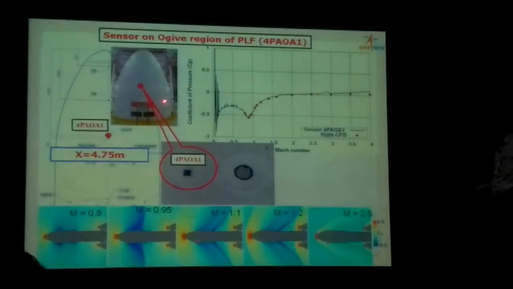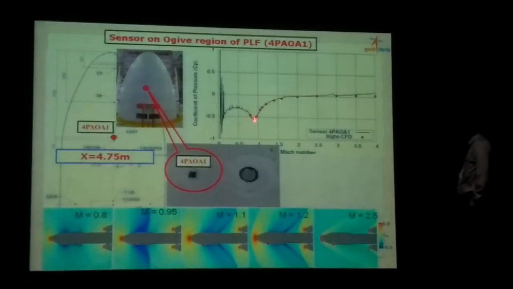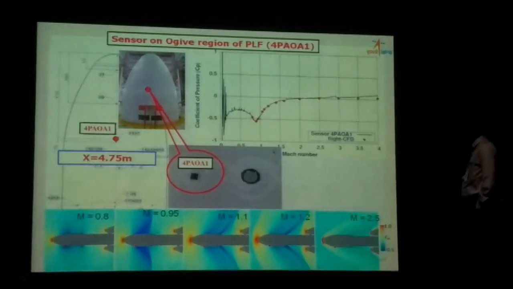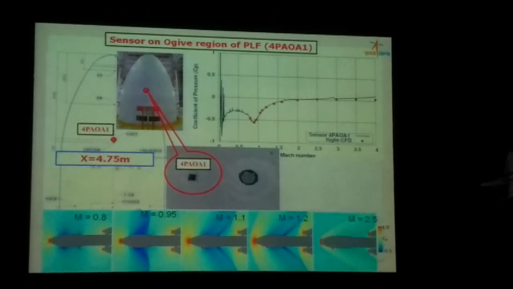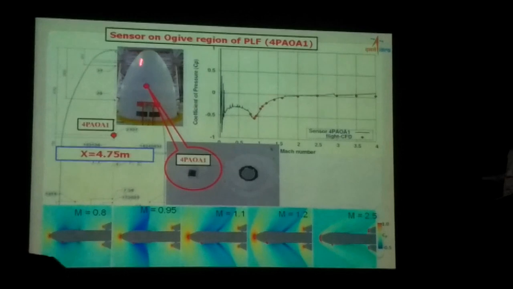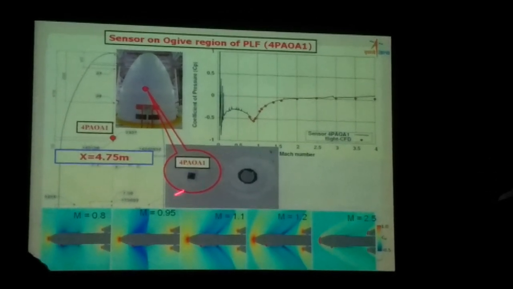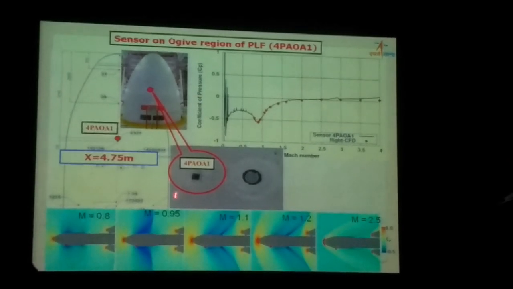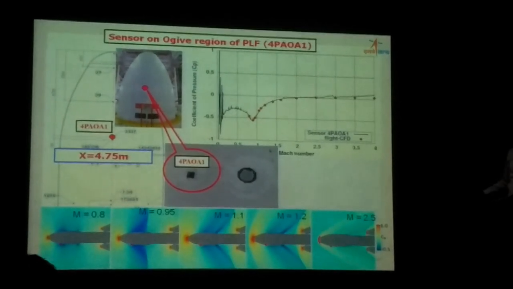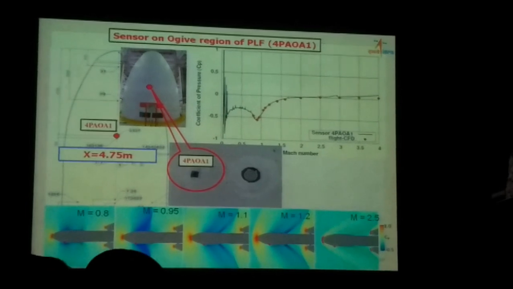And this is another place on the ogive nose cone where we have the flight measurements and the predictions. So that means we can say that the codes are able to predict these particular things in a better fashion.